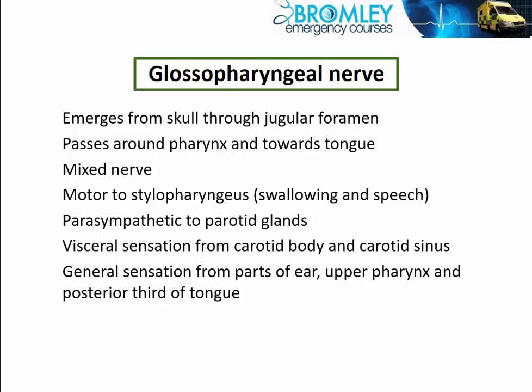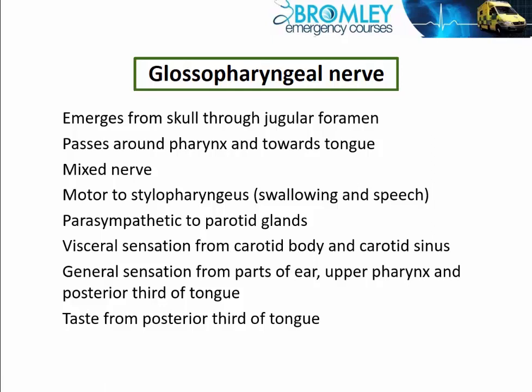So you've got parts of the ear. We've already talked about how the external ear has the vagal innervation, but as you get inside the tympanic membrane, the cavity of the middle ear is glossopharyngeal primarily, although they both overlap to some extent. The upper pharynx is glossopharyngeal nerve innervated. The posterior third of the tongue also receives its sensation in the glossopharyngeal nerve, and taste from the posterior third of the tongue travels in the glossopharyngeal nerve also.